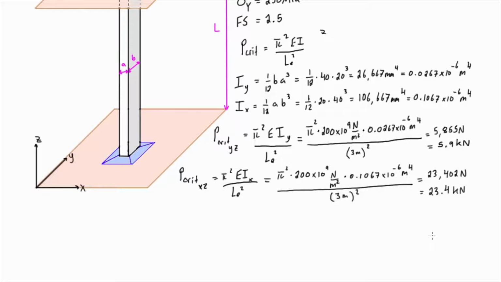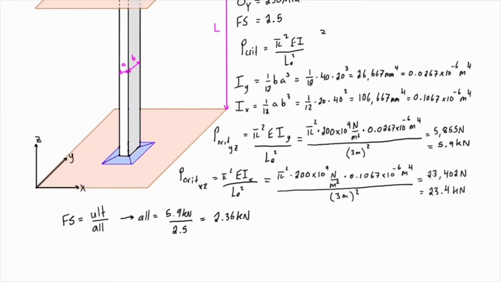Now, if we want to use that, we can figure out our allowable load if we set our factor of safety up here as 2.5. If you remember, the factor of safety is equal to the ultimate load over the allowable load. And if our ultimate load for buckling is 5.9 kilonewtons, then the allowable load is going to be equal to 5.9 kilonewtons over 2.5. So our allowable load for buckling with this factor of safety of 2.5 is going to be 2.36 kilonewtons.